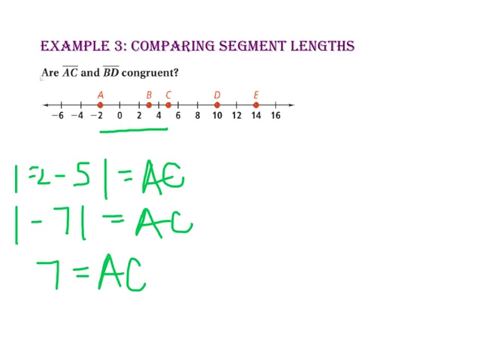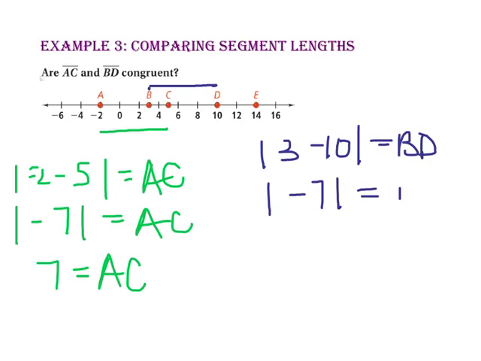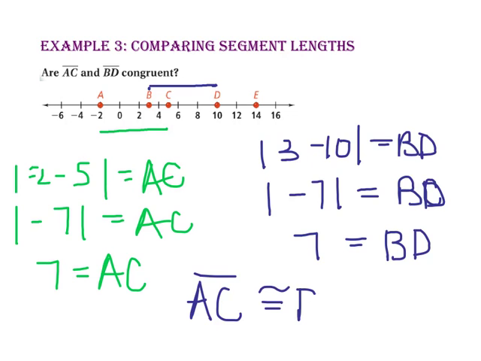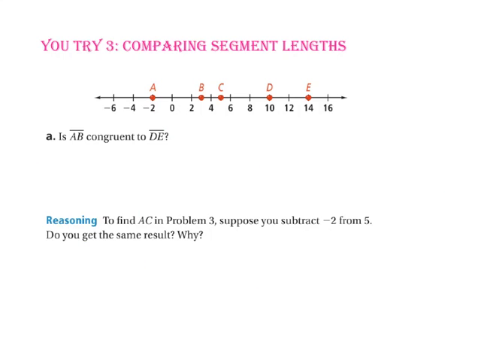If you look at segment BD, it starts at point B at 3 and goes to point D at 10. So we'll take the absolute value of 3 minus 10 to give us the length of segment BD. Since 3 minus 10 is -7, the absolute value of -7 is 7. The length of segment BD is 7. Since both segments are 7 units long, segment AC is congruent to segment BD. Go ahead and pause the video and try number 3.